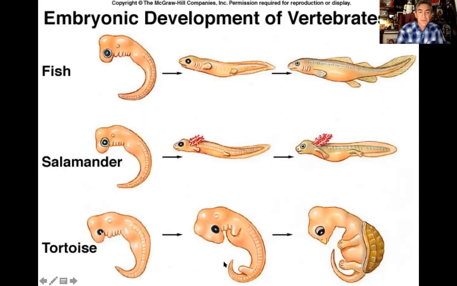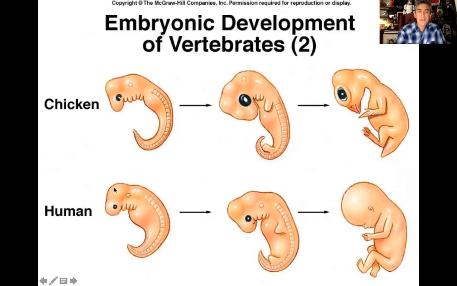So fish, salamander, tortoise all start out looking pretty similar. They do change as they progress, but the similarities are there. Chicken and a human start out pretty similar. Over the course of development, we do see that we're not chickens, right? We do change to human form, but we do progress through the same format that a lot of these more primitive vertebrates do. And we're going to cover that later as well when we get into the vertebrates and mammals and birds, and we'll get into some taxonomy later in the semester.